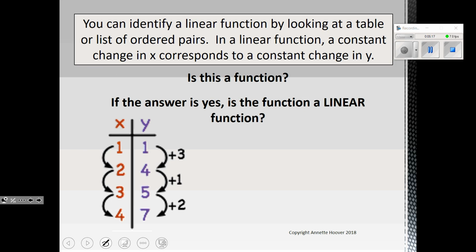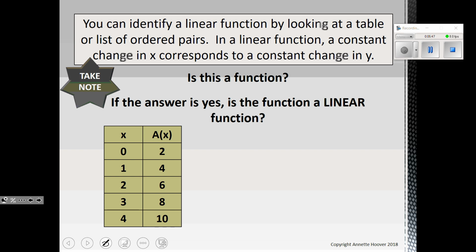Is this a function? Does the x ever repeat? 1, 2, 3, 4. The x, or the domain, never repeats, so it is a function. Is there a constant change in the y? Well, obviously there's not, because this was plus 3, this was plus 1, and this was plus 2. This is not a constant change. So it is a function if you were to graph this, but it is not a linear function.